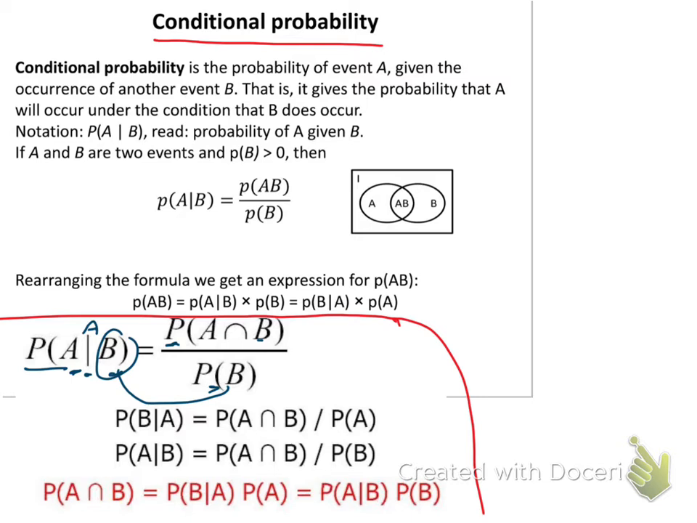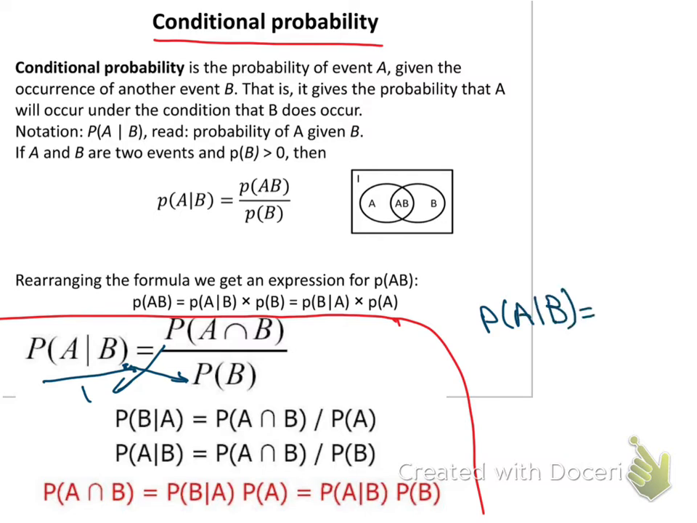Okay, so we can also do cross multiplication. If we cross multiply this, it will be like: divided one, this multiply this, and this multiply this. So we'll have the probability of A given B times the probability of B equals the probability of A intersect B.